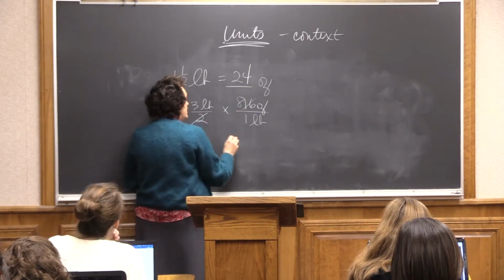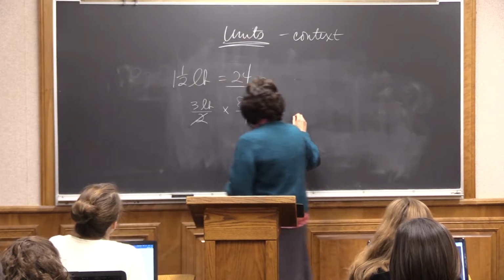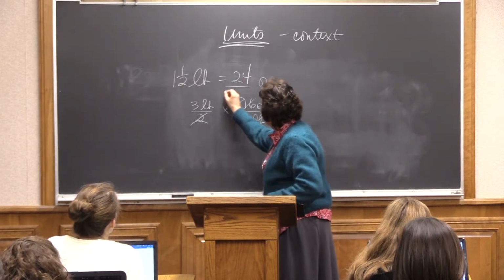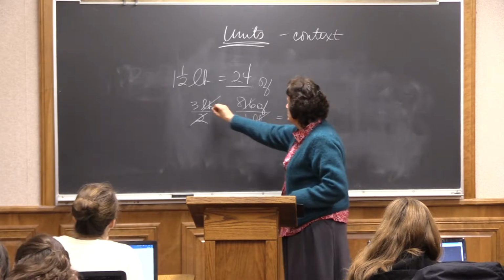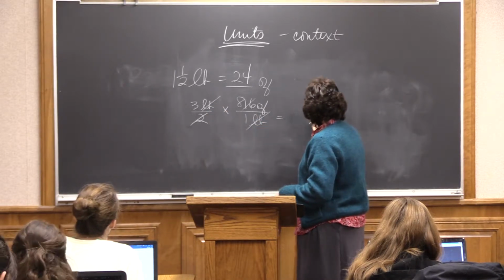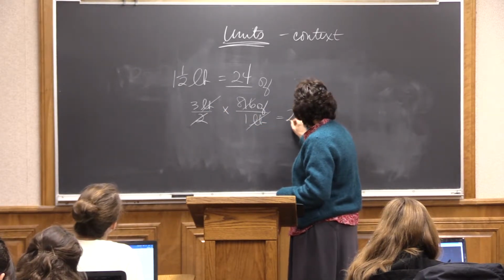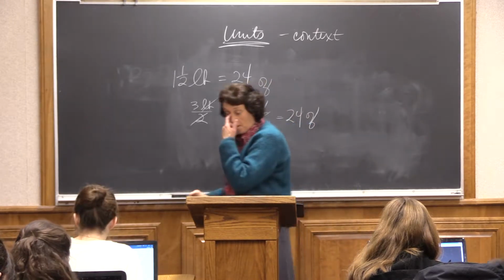24. Okay, so everything cancels. Cross cancel the units. We're getting rid of our pounds. We want our ounces to remain. And so 24 ounces.